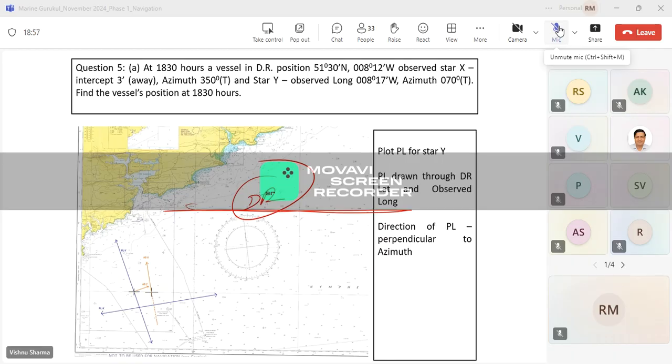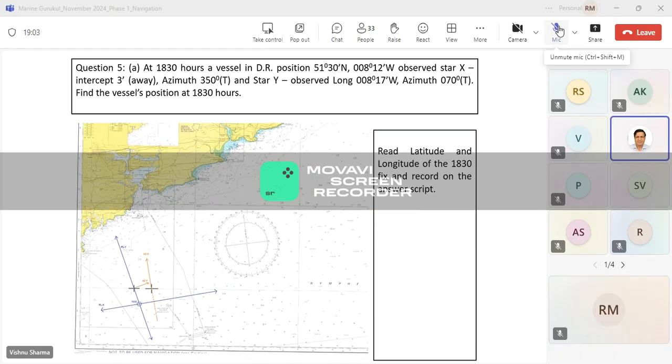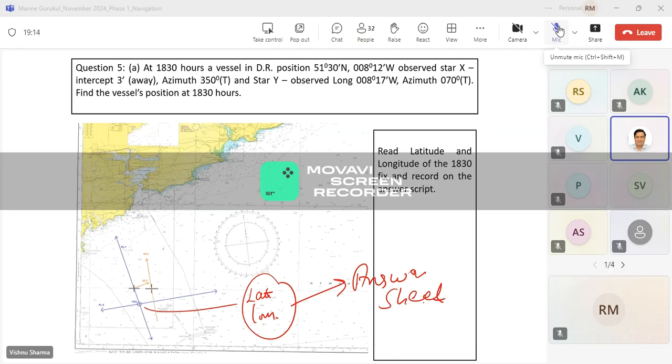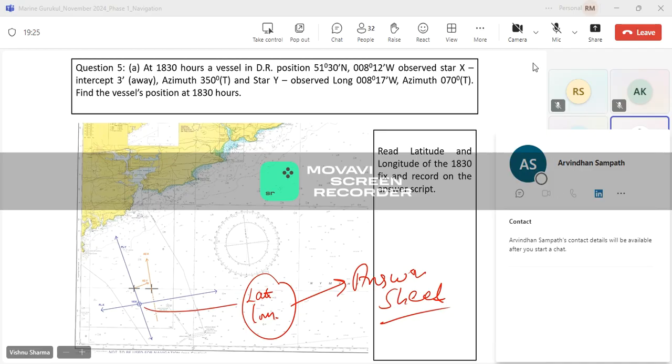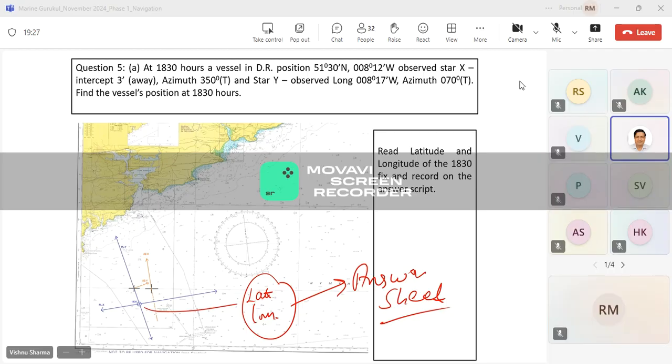Guys, where the two PLs intersect, that becomes the fix of the vessel at 1830. So here is the 1830 fix. You'll pick up the lat long and transfer it to the answer sheet, because that is what question number 1 part A wants. Is that clear? Clear, sir. So in this, what we have revisited is how the celestial PLs are drawn for the intercept method and for long by chron.